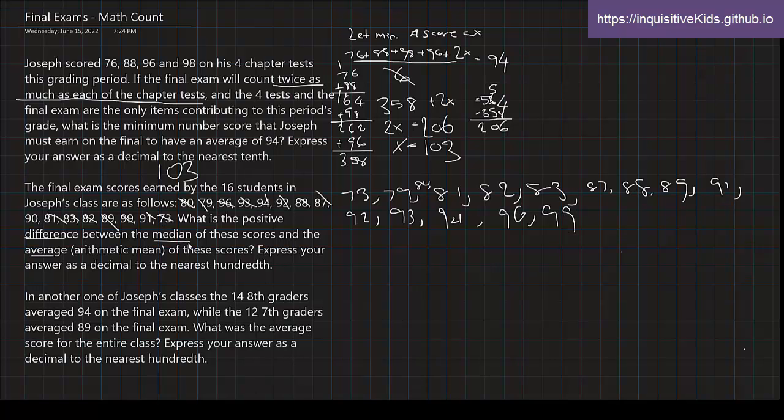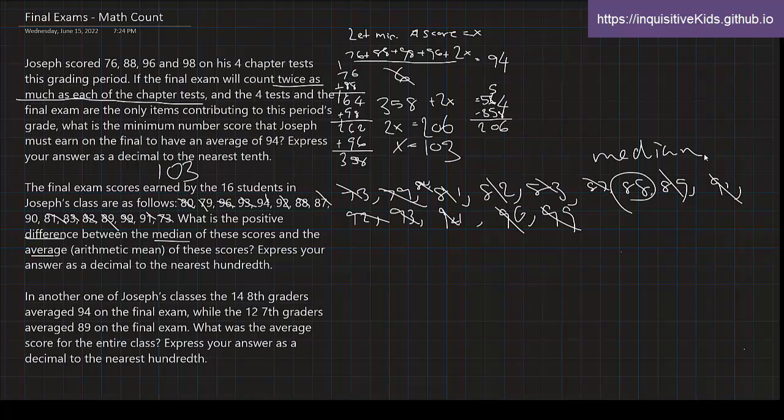So what's the median right here? Well, I would just count from both sides and cross it out until I get to the middle, one number or two numbers. So these cancel out. And our median is 88.